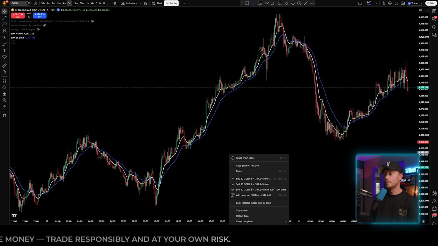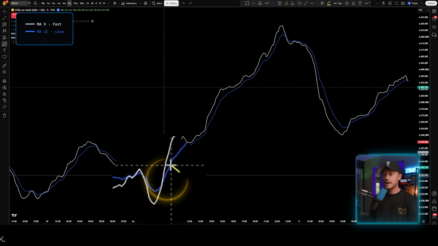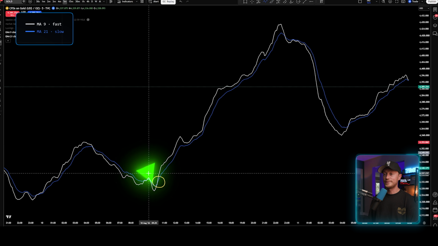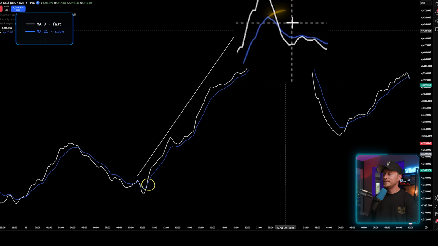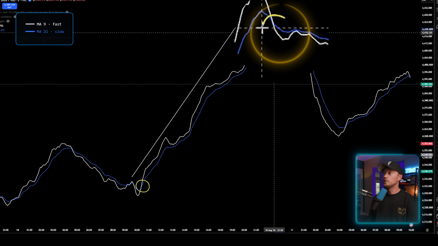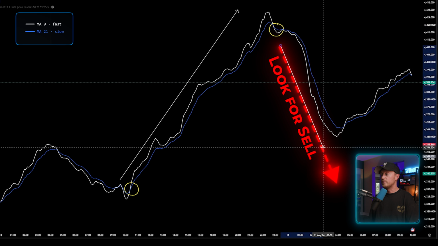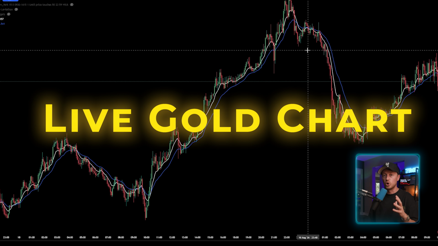I'm just going to remove the candles from the chart right here. When the 9 EMA crosses above the 21 EMA, it tells us momentum might be shifting bullish and we can look for buys. And when the 9 EMA crosses below the 21 EMA, it tells us momentum might be shifting bearish. Now let's bring the candles back and look at this live gold chart.